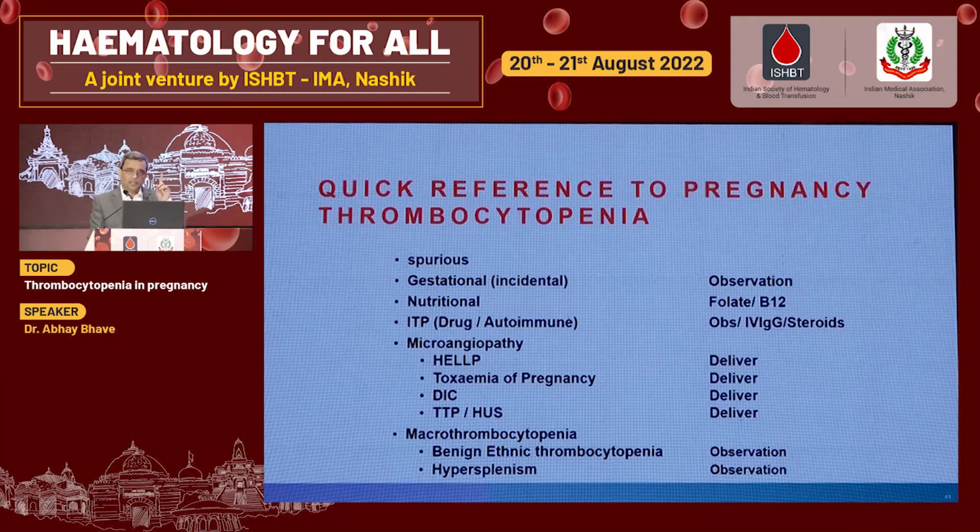A quick reference to pregnancy. Gestational thrombocytopenia, observe. Nutritional anemia associated, treat. Sometimes B12 deficiency causes thrombocytopenia, so please treat it. ITP, observe, but if it goes lower, you can treat. Microangiopathy, everywhere it's deliver, deliver, deliver. No taking chances. Acrothrombocytopenia is benign ethnic. We can wait it out, see the platelet count, and let it go as time goes along.